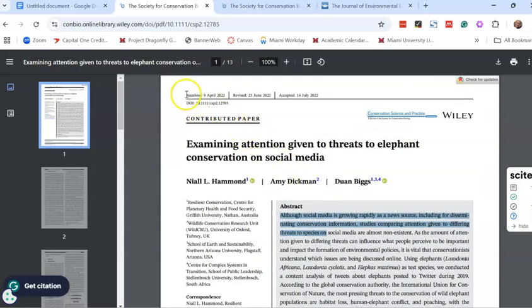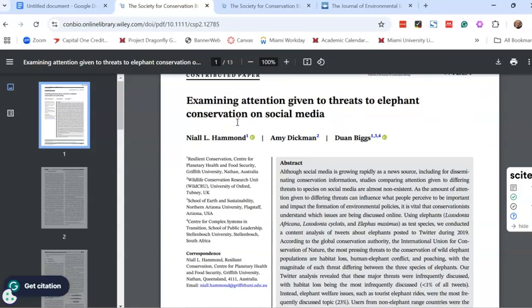One thing that's kind of interesting is it's telling you when this article was received, when it was revised, meaning edited by the authors to usually improve things based on peer review from other scientists that read this. And then finally it was accepted. So you can see that there's a time frame of this process of peer review.